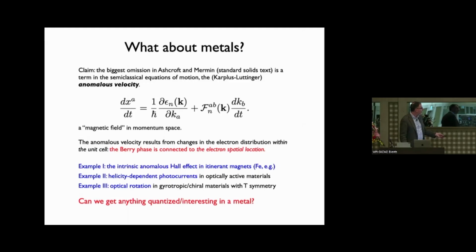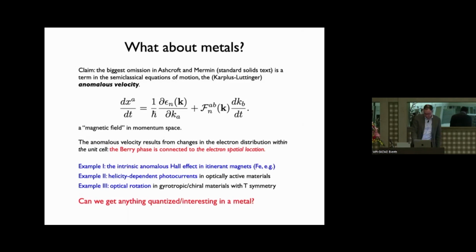So it's not quantized because I don't integrate over the whole Brillouin zone. I only integrate over the occupied states. But it is intrinsic or geometric in the sense that it only involves the Berry curvature. It doesn't involve the details of scattering or energetics or anything like that. So we call terms like this that are not quantized but don't have any dependence on energetics or scattering purely geometric.